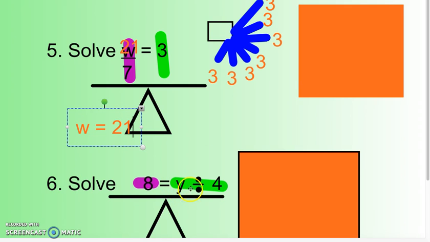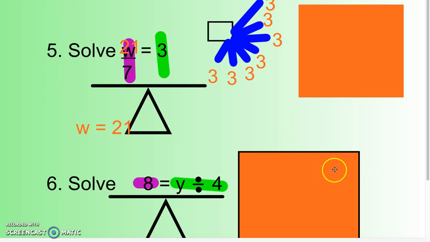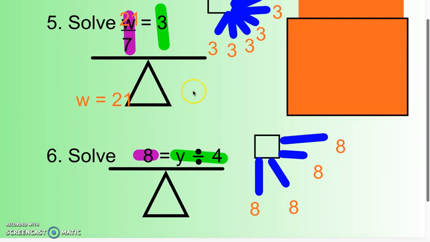Last, we have some number divided by 4 is 8. And so we could think of it as I took some number, divided it into 4 equal parts. 4 equal parts. And what is that number? And the answer is 32. 32 divided by 4 is 8. And I can write it as y equals 32.